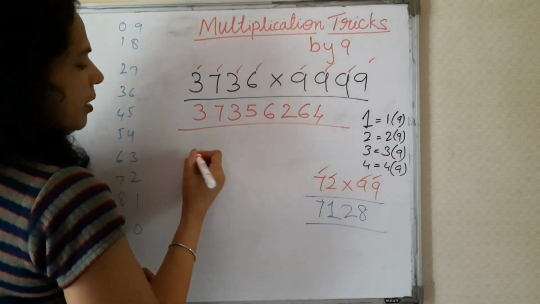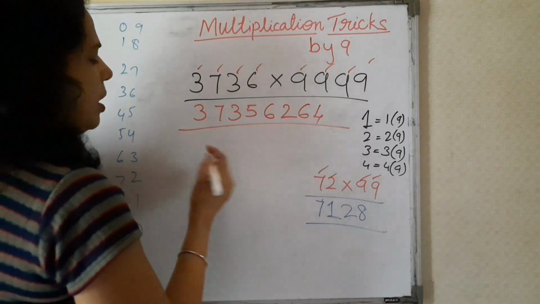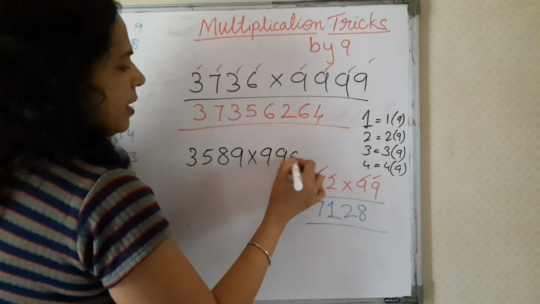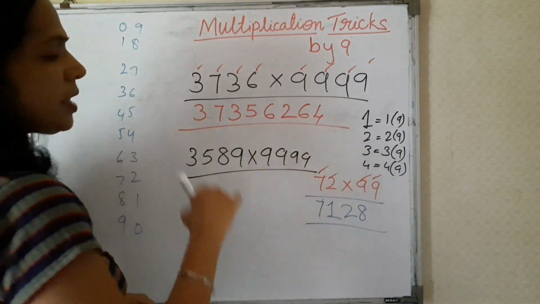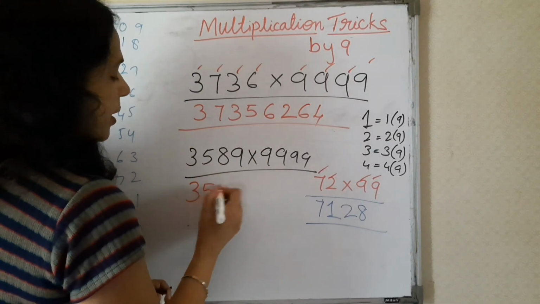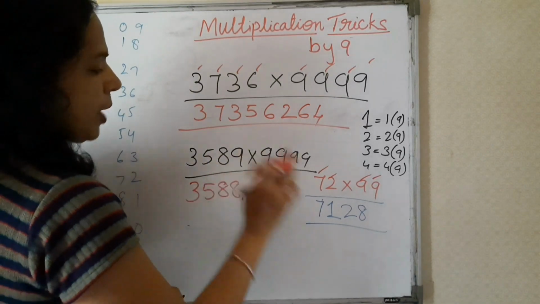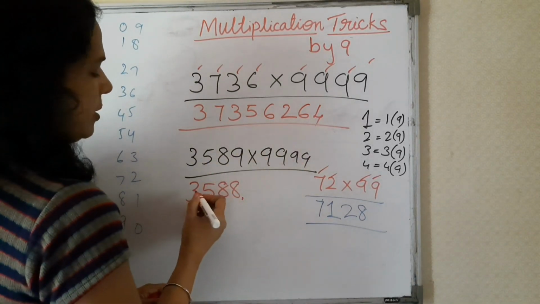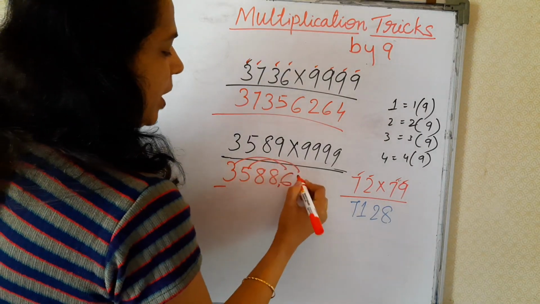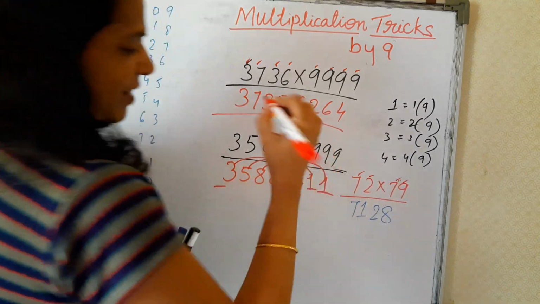If I am taking another number, let us suppose any big number you take, 3589 multiplied by 9999. First step, you will take 1 less than it: 3588. Not to confuse, just put a point here. So you have to write that many additions of 9s. 3 plus 6, 9. 5 plus 4, 9. 8 plus 1, 9. 8 plus 1, 9.